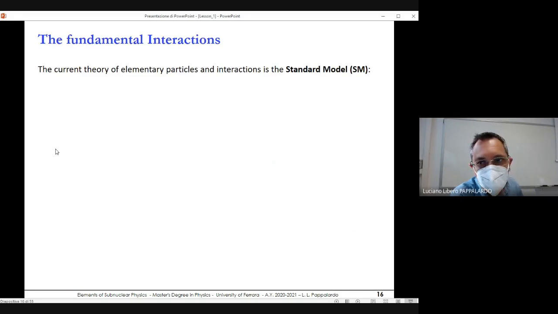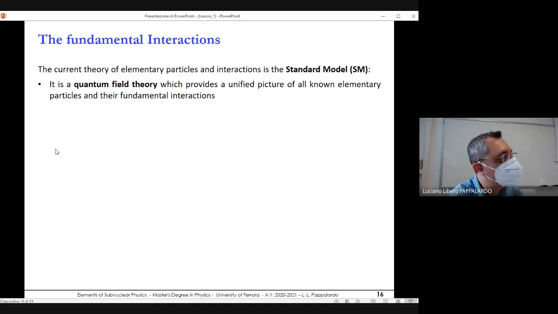What about the standard model? The standard model is the current theory of elementary particle interactions. It is a quantum field theory, and the meaning of quantum field theory we will learn in the next weeks. So it's a quantum field theory which provides a unified picture of all the known elementary particles and also of their fundamental interactions.